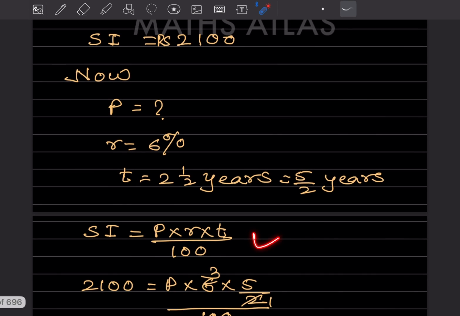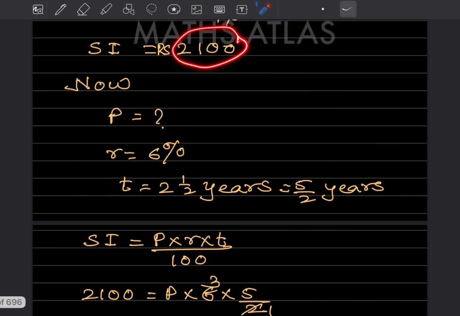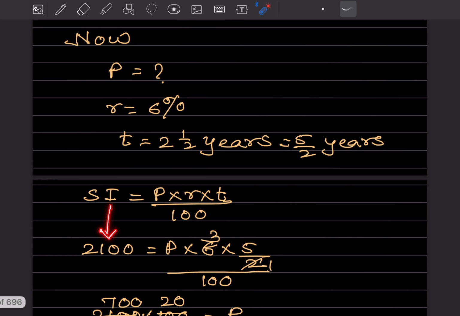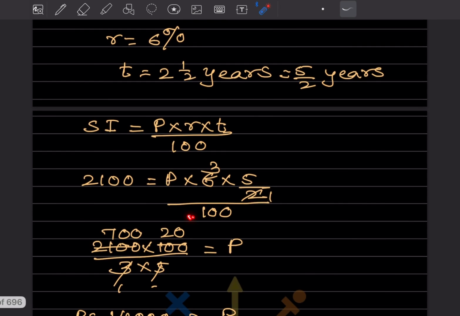Again we'll use the same formula for the simple interest. And now we know the simple interest, that is 2100. So in place of this, we'll write 2100, but we don't know the principal. So here, again the rate and the time divided by 100. So now what will you do? You are going to simplify this one.